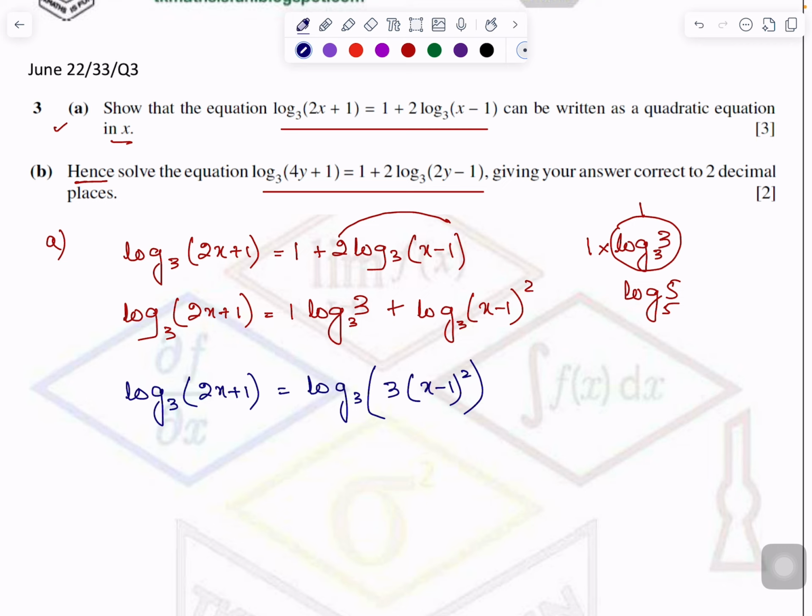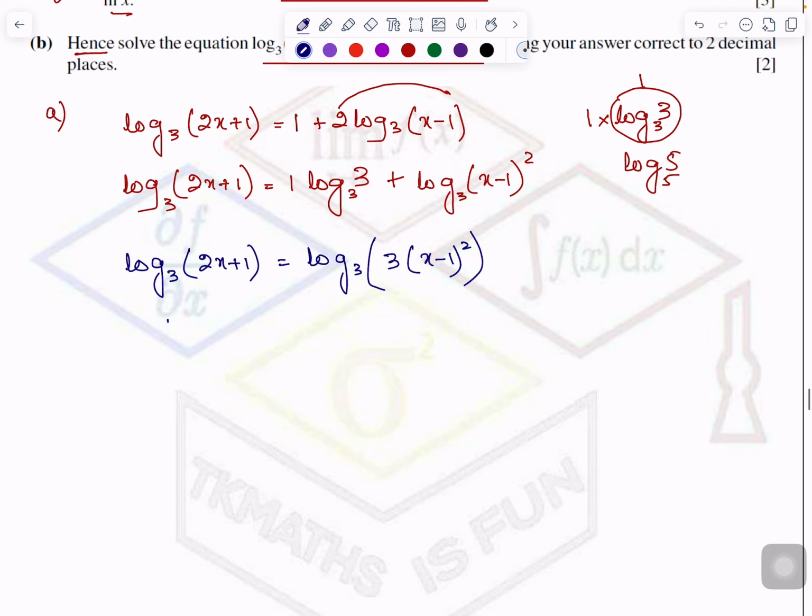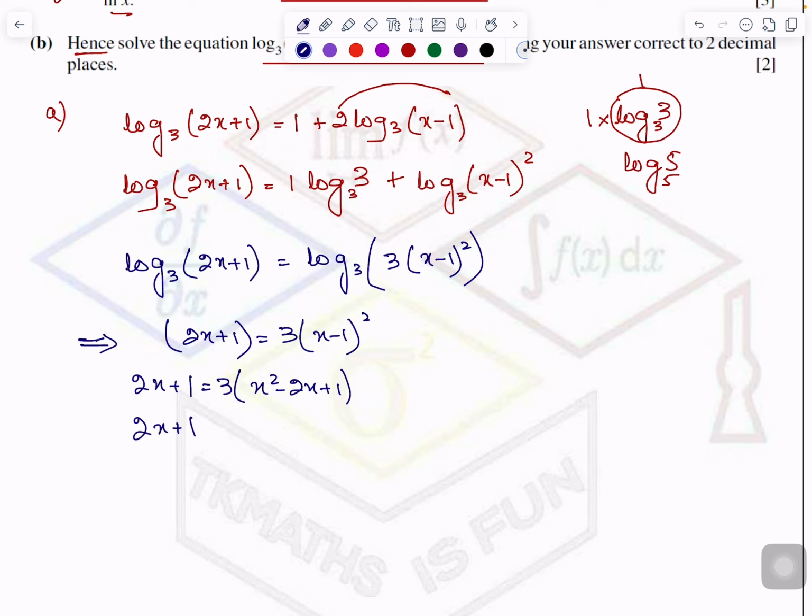So it will become 3 times x minus 1 square. Now I have one term on each side with log base 3, so it can be written as 2x plus 1 is equal to 3 times x minus 1 square. Right? So now I can expand the bracket because I have to change it into a quadratic equation according to the requirement of the question. Let me expand the bracket. So I got the quadratic equation, right?